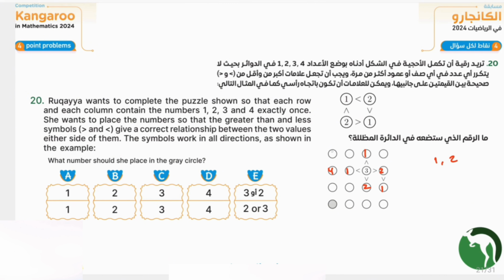Now if we look at this column here, the fourth column, if we want to place the number 1, where should we place it? Can we place it here? No, because we have already 1 in this row. So I cannot place it here. And I cannot place it here because this one is already taken by 4. And here I can't place it either because we already have 1 here. So this circle will contain 1, and the correct answer is A.